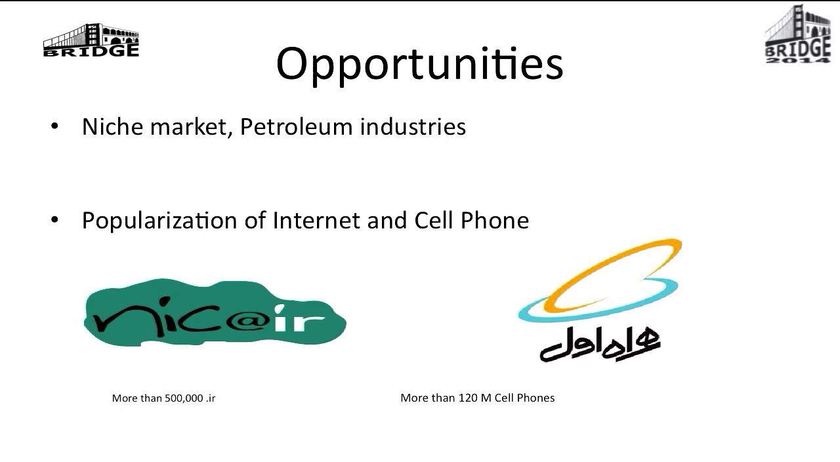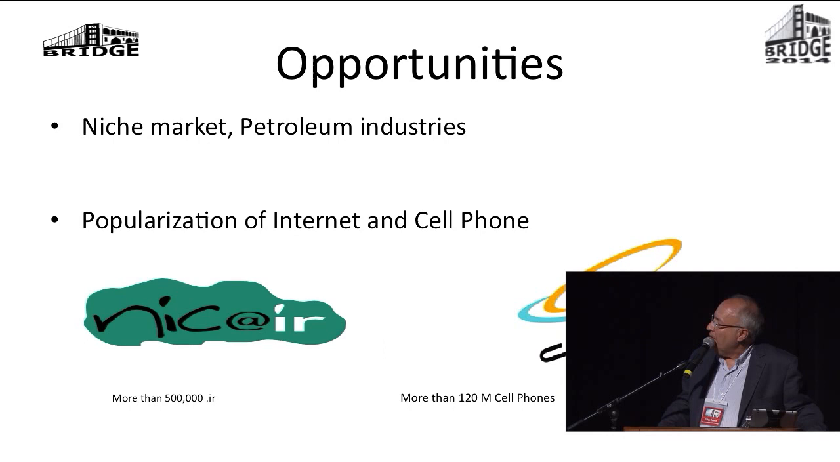And I mentioned, popularization of internet and cell phones is really important in Iran. For the domain name .ir, we have more than 500,000 registered domains under .ir. So the internet has its own influence in Iranian society. More than 120 million cell phones are in the hands of people. A lot of relations and communication have changed.